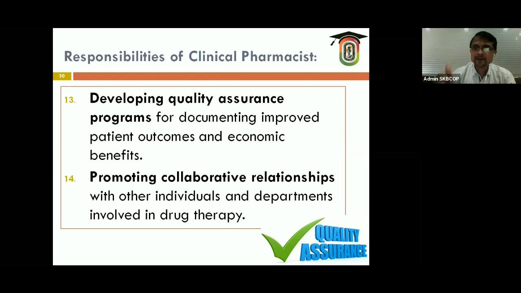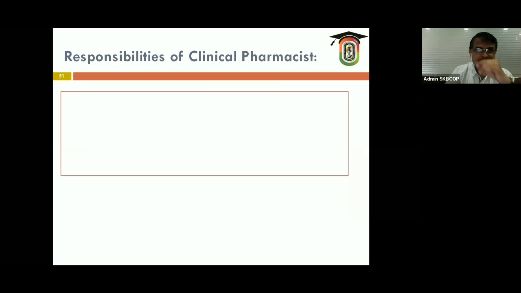Because the pharmacist is not the only person who is responsible for the effectiveness of the therapy. Unless and until he is cooperated by nurses, interns and physicians, the therapy would not be successful, right? So therefore a collaborative relationship should be promoted, meaning the pharmacist should build a good relationship with everyone. That is what this statement means, and this becomes a responsibility of the clinical pharmacist. Then these were the responsibilities.